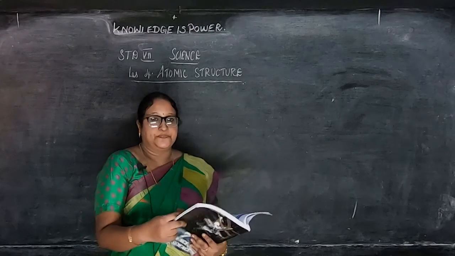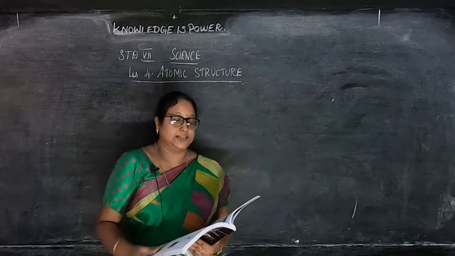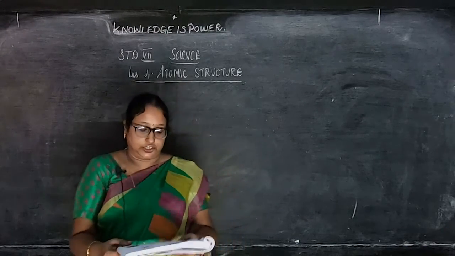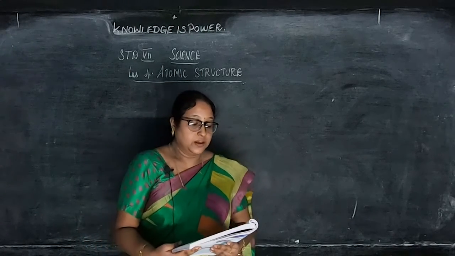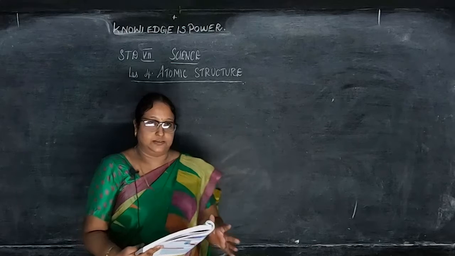That is unit 4, lesson 4, atomic structure. So what's the lesson's name, children? Atomic structure. So those who have the book, you can take the book. That is page number 43. Now first they have given the introduction. We'll see the introduction, children.